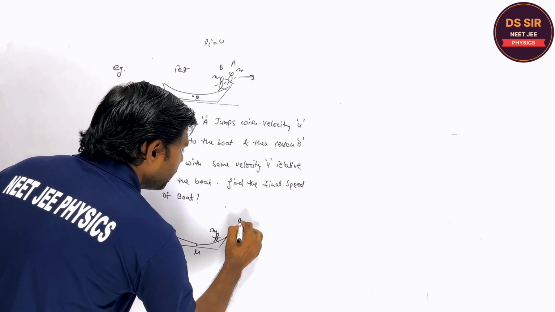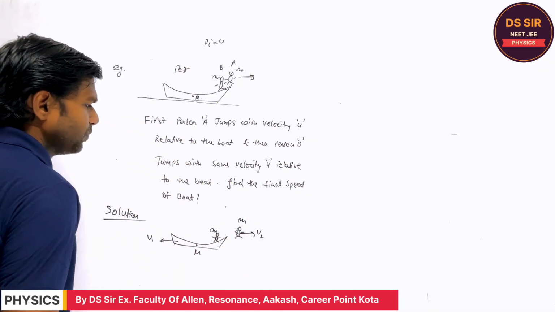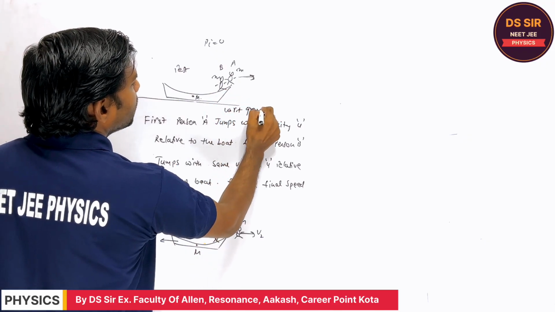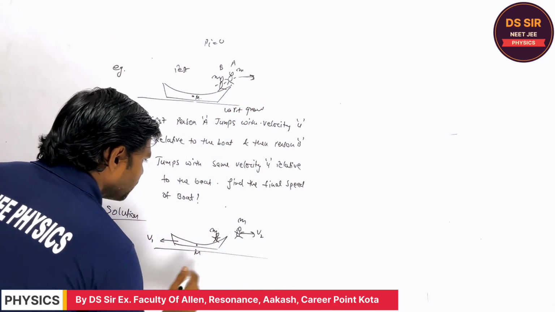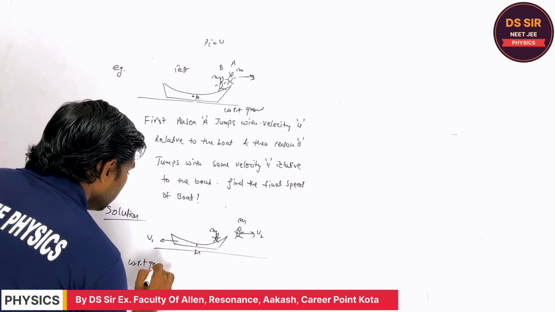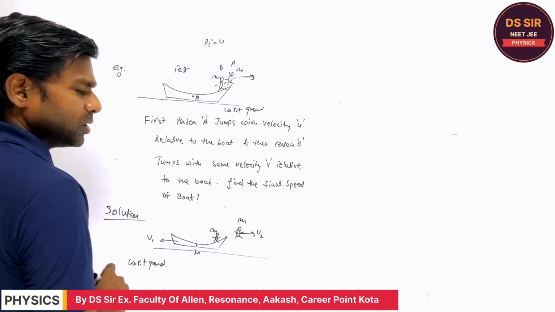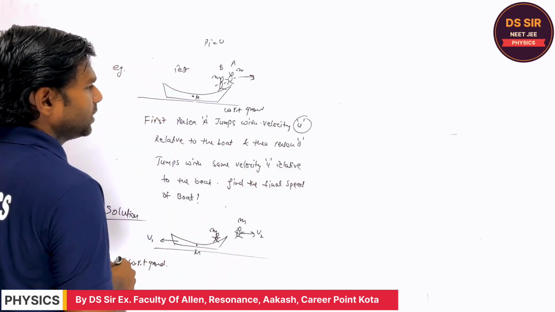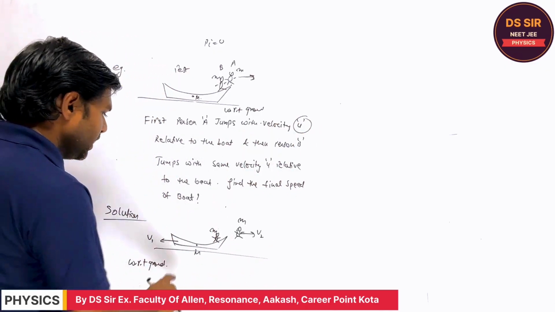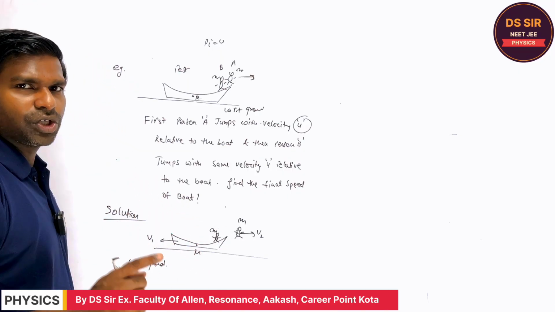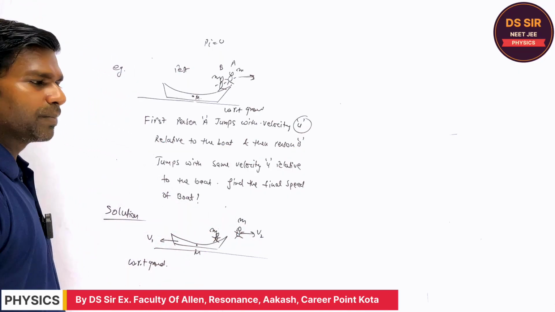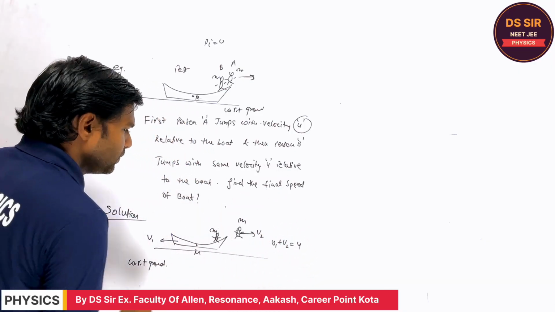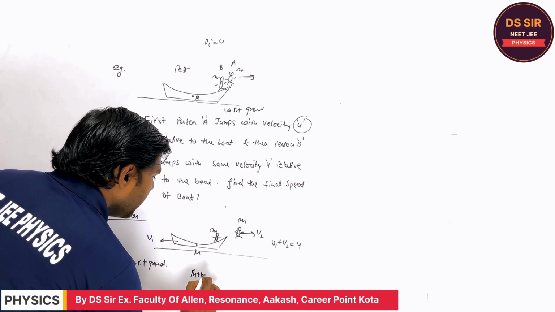And this person m moves with the speed v2. This is the figure with respect to ground. Is it clear or not? So if this is moving with v1 and v2, what is the relative velocity u? Can you tell me the relation between v1 and v2? Yes, v1 plus v2 is equal to u. And the another relation, momentum conservation.